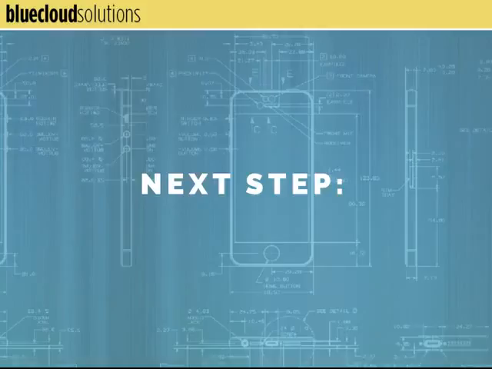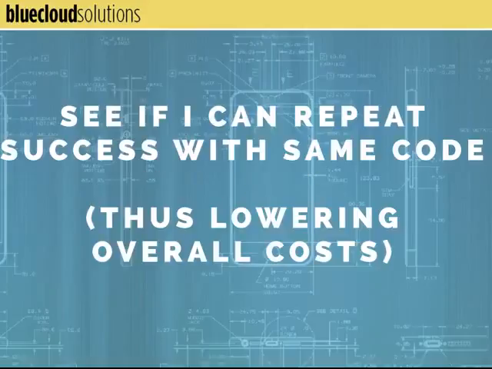I made the marketing better. I launched it. Okay, that's what I did. That was the beginning step. That's exactly what happened. So the next step was, how can I repeat the success with the same code?